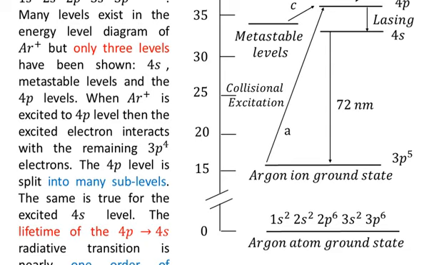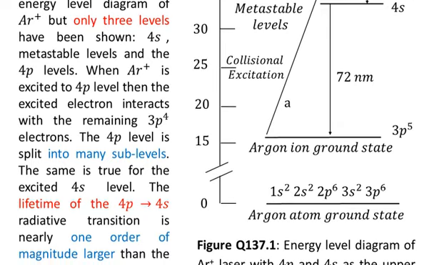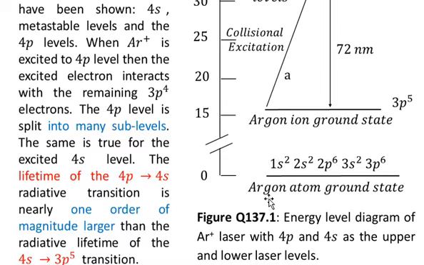So for the path A and path B, in each of these two paths, two collisional processes are involved, whereas in the path C, three collisional processes are involved, and one collisional process is common to all the three processes, and that is the conversion of the argon atom to the argon ion. This is through one collisional process, and this collisional process is common to all the three processes.